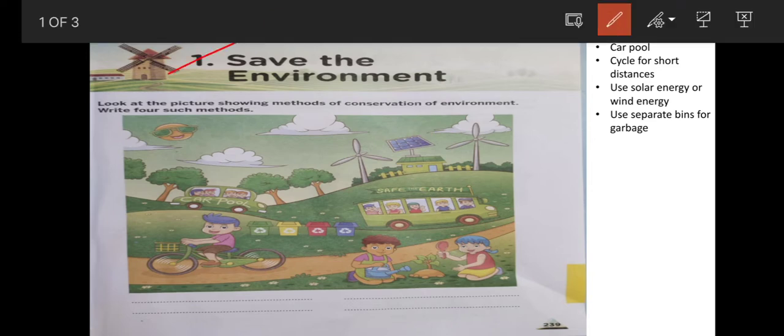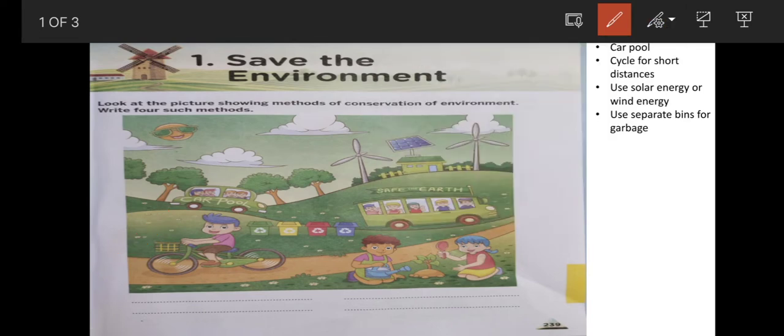I request all of you to take out page 239. Let us check it out. Look at the pictures showing methods of conservation of environment. Write 4 such methods. In this lesson what we have to do is that in the given picture some clues are given here, and by looking at this picture we have to find out at least 4 methods through which we can conserve or protect our environment. So let us find out 4 methods.